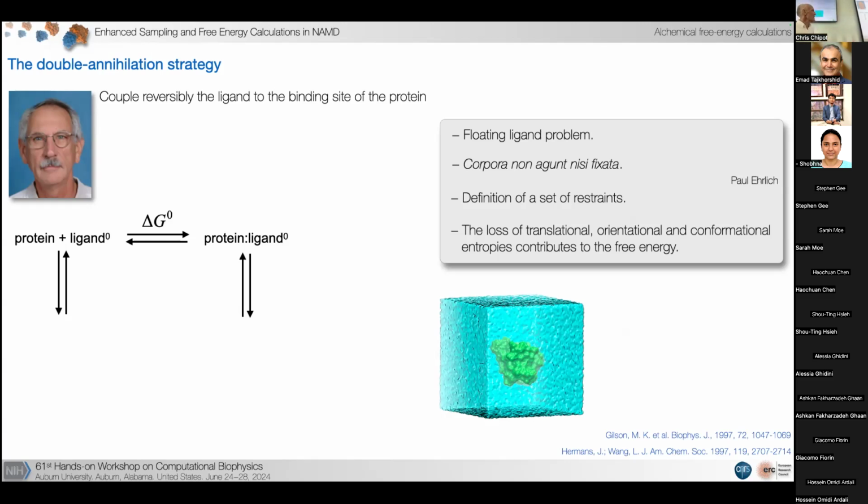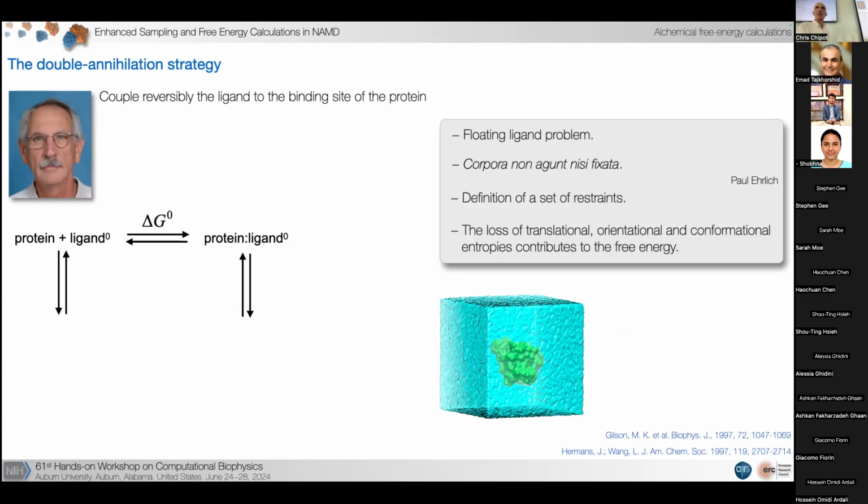Yeah. Thanks. So let me just, before we go to the break, talk about how do we think about absolute binding free energies. And so this guy is Jan Hermans. He's actually the trailblazer in this area. One thing that you want to worry about is what we call the floating ligand problem.